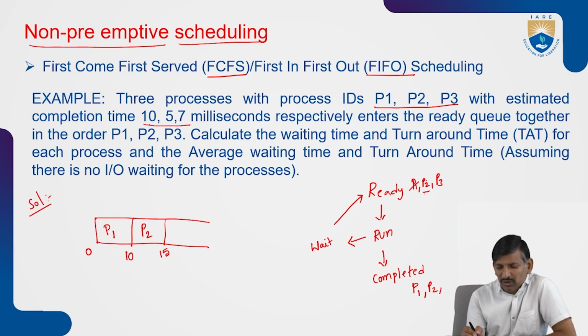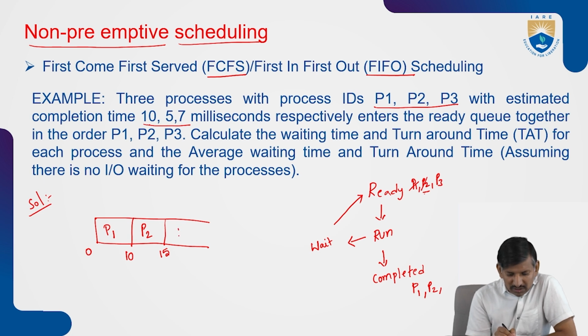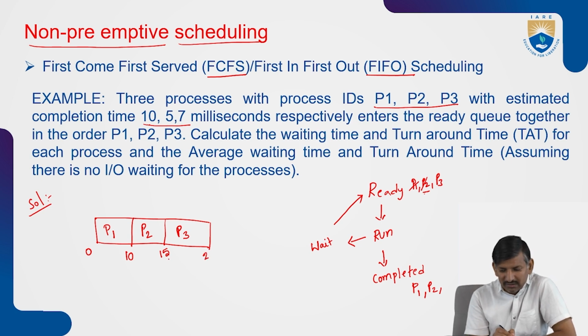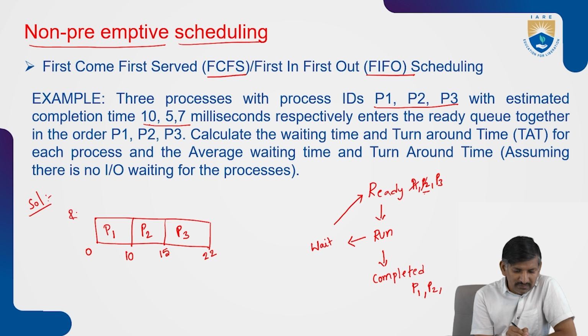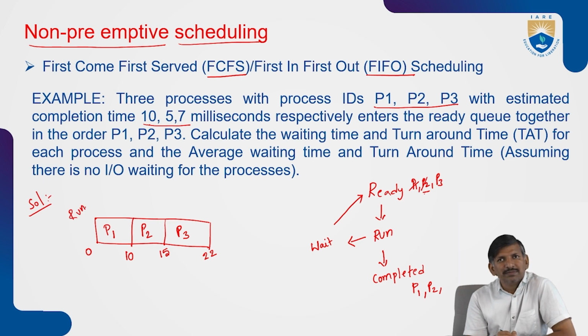So what are the remaining processes? P3 only. So P3 is scheduled for execution. Since it is non-preemptive, it runs until it completes, and only then will a new process be checked. What is the execution time for P3? 7 milliseconds. It enters the running state at the 15th millisecond and completes at 22 milliseconds. This is the running state. Now we can calculate.